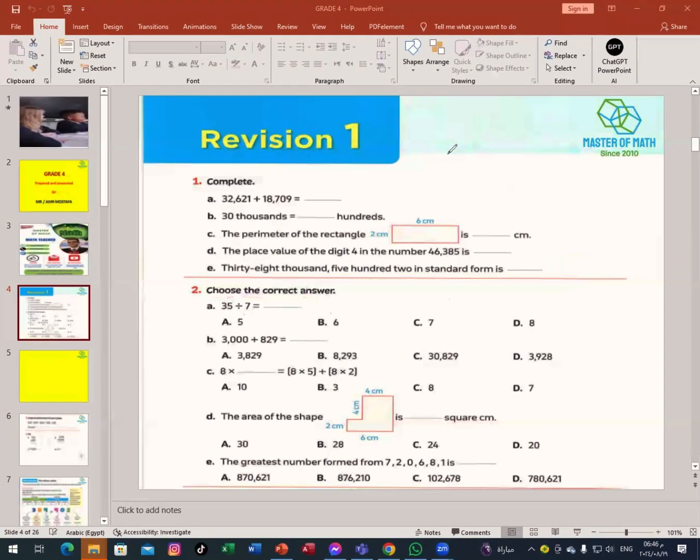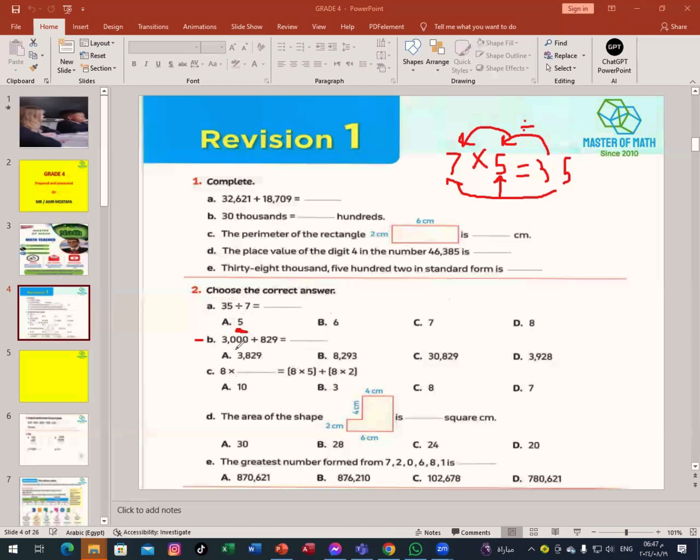Another way, 7 times 5 equal 35. The division is the opposite of multiplication. So 35 divided by 5 equal 7, and 35 divided by 7 equal 5. Okay? So the answer is 5.